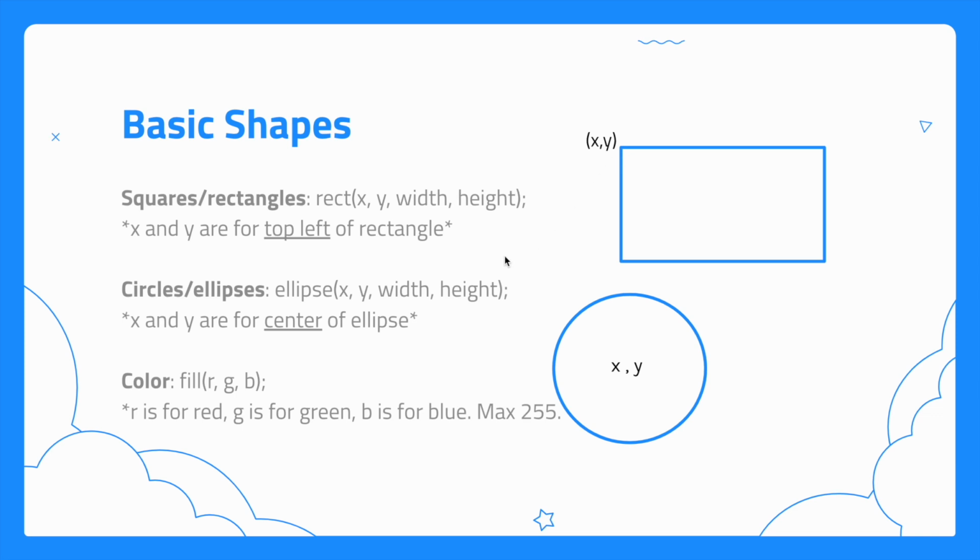Additionally, you can make a circle or ellipse by using the ellipse function and passing in the x, y, width, and height. This time, since ellipses do not have corners, the x and y are going to be for the center. Lastly, if you want to go ahead and color your shapes, you can use fill and pass in red, green, and blue values. The maximum number that you can put for a red, green, or blue value is 255, and the minimum is going to be 0.